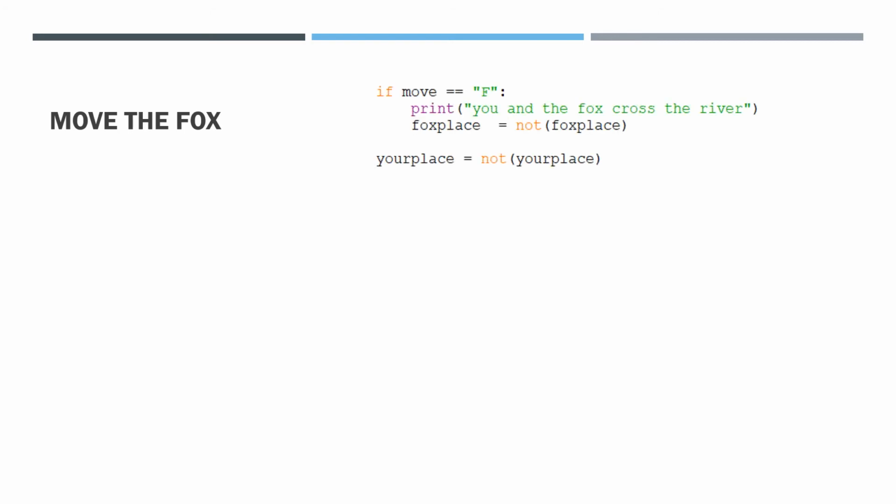At the moment, the code looks like this. If I enter the letter F, me and the fox both cross the river. We've already thought about a reason why that's not right. I have to be on the same side of the river as the fox.